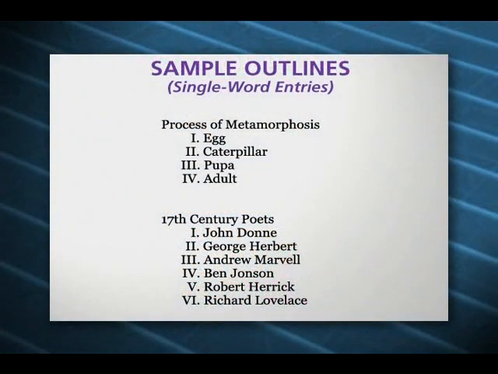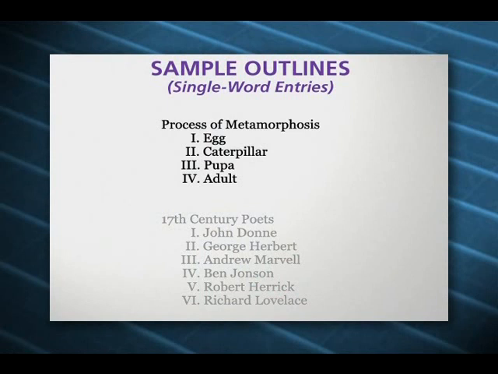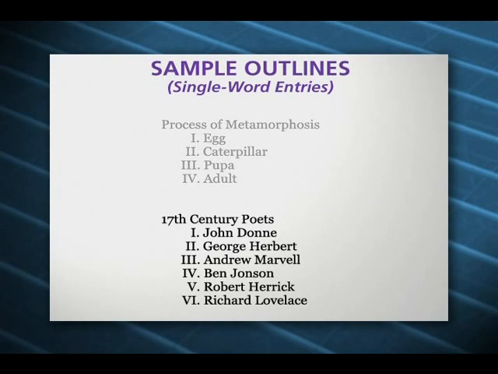Here's an example of a single word outline entry. There's two here. The first one is on the process of metamorphosis. That's my main idea. My four smaller ideas are egg, caterpillar, pupa, and adult. Notice each of those is a single word, so they are parallel. At the bottom, I have two words, but they function as one word because they're a unit. 17th century poets, John Donne, George Herbert, Andrew Marvell, Ben Jonson, Robert Herrick, and Richard Lovelace.